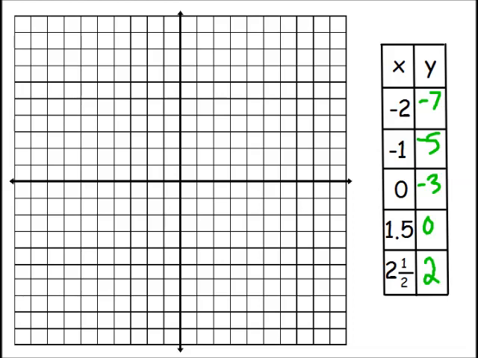We'll start with the first one, -2, -7. So we're going to go back 1, 2, and down 7. 1, 2, 3, 4, 5, 6, and 7. Then we have -1, -5. So we go back 1 and down 1, 2, 3, 4, 5.